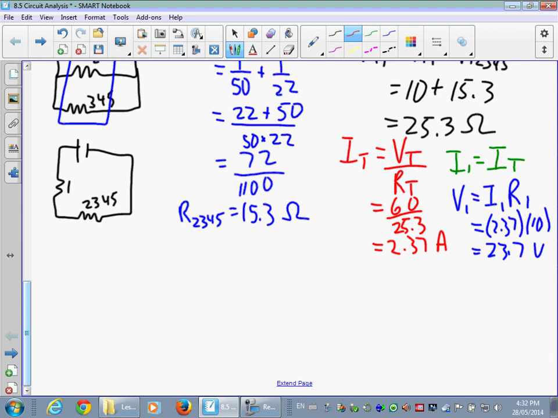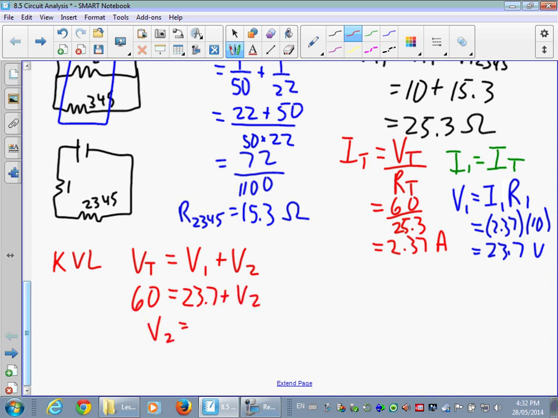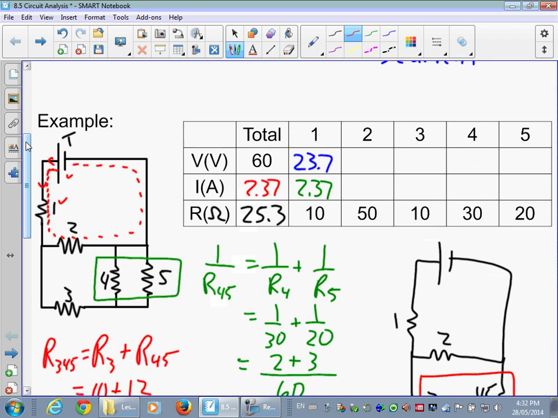So according to Kirchhoff's voltage law, the total voltage must be equal to the voltage through 1 plus the voltage through 2. That's that small loop that I just showed you. So 60 equals 23.7 plus V2, and when you do the math, V2 turns out to be 36.3 volts. Go back up here, 36.3 volts.